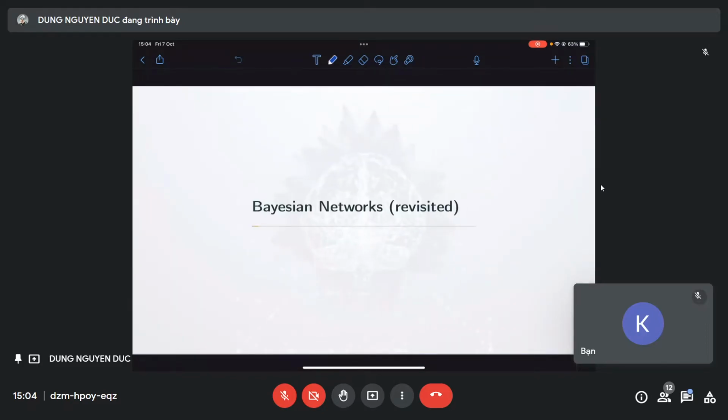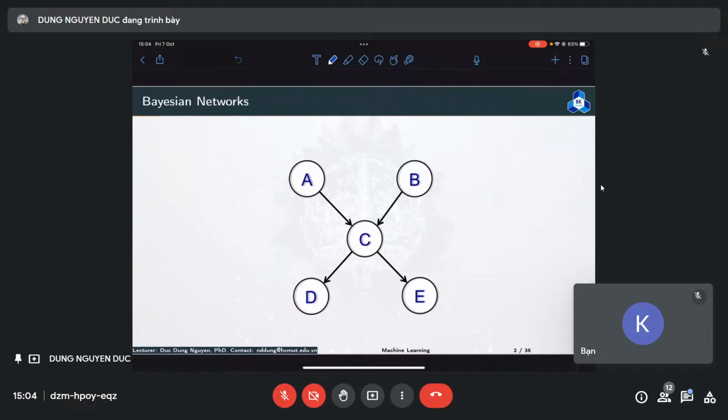So first, we are going to talk about Bayesian networks, a network that allows you to model things in terms of probability. So first, you see that given this kind of directed graph, you can show the dependency between those evidence, those parameters. For example, C depends on A and B, right? D depends on C, E depends on C, and therefore what you have is a dependency between those things.